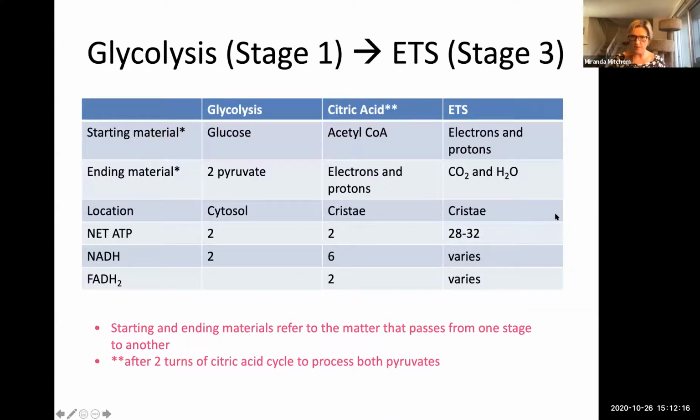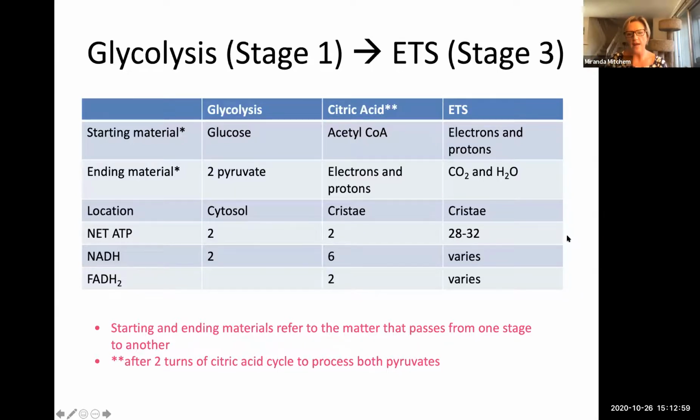So now let's fill in our table. Now we've got the information to complete stage 3, which begins with the electrons and protons that have been loaded onto the carriers, which are now reduced. The ending material is carbon dioxide and water. We make carbon dioxide during this stage, and this is when water is made. It occurs in the cristae, the inner mitochondrial membrane. The amount of ATP varies, but it's on average between 28 to 32 molecules of ATP. And then our loads of our reduced carriers change too, depending upon what's happening in the environment.